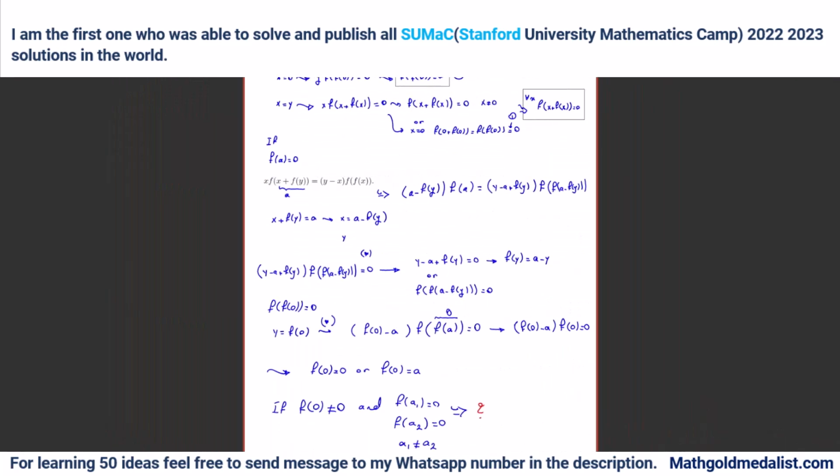Teacher, I still don't get it. Look, let me ask you this. If f of a1 is 0, we said if f of a is 0, then f of 0 is 0 or f of 0 is a, right? Yeah. Then a equals a1. So if f of a1 is 0 and f of 0 is not 0, what can we conclude? A equals a1.